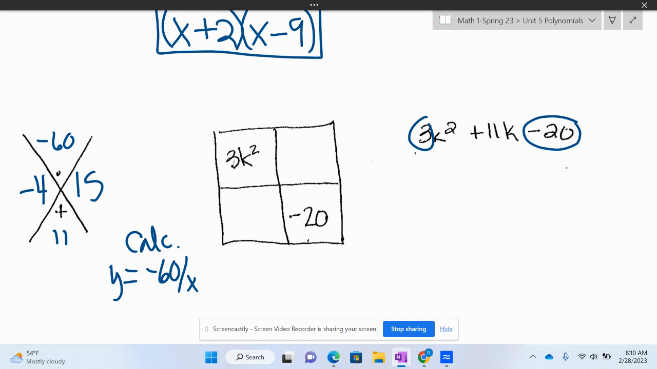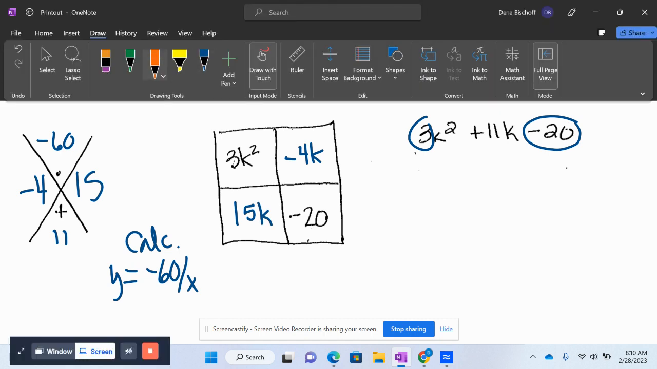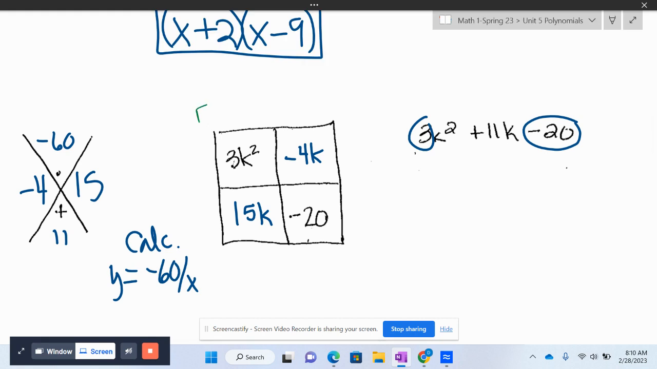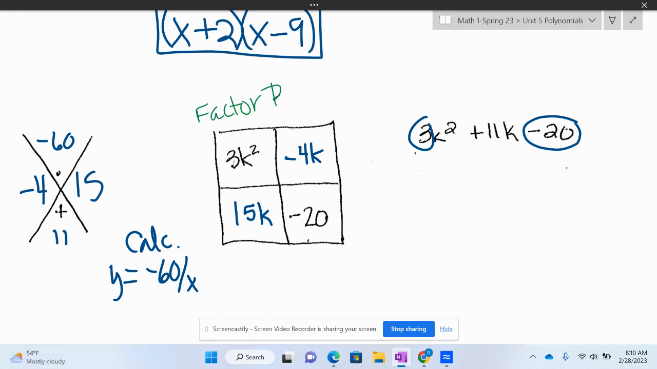So we have been using factor by grouping. Today I'm going to show you a factor box. So you take your two terms and you put them in your box. Negative 4k and positive 15k. So this is the other method. This is called a factor box. And I'm just showing you this because some of you guys like this method better than factor by grouping.